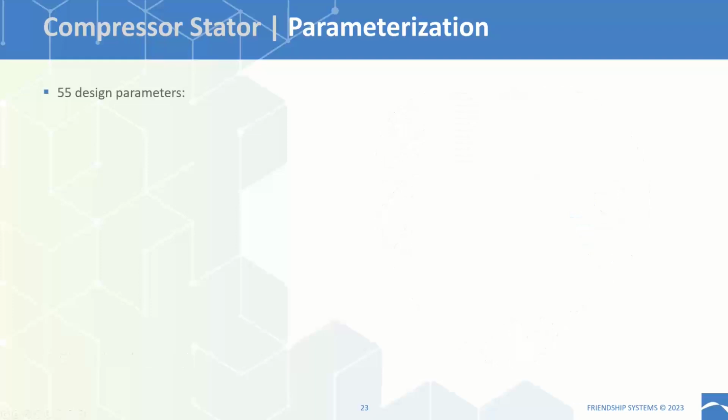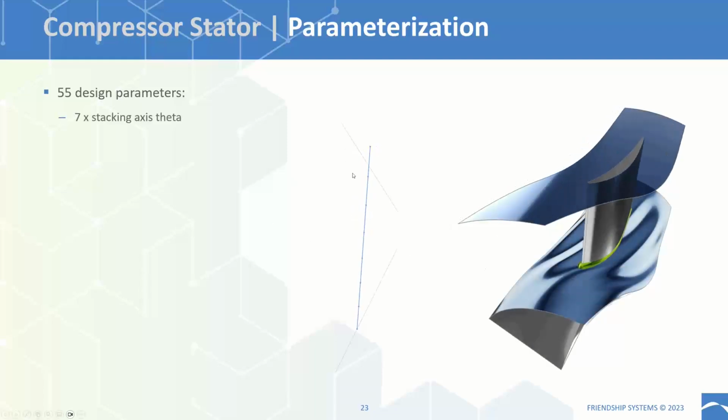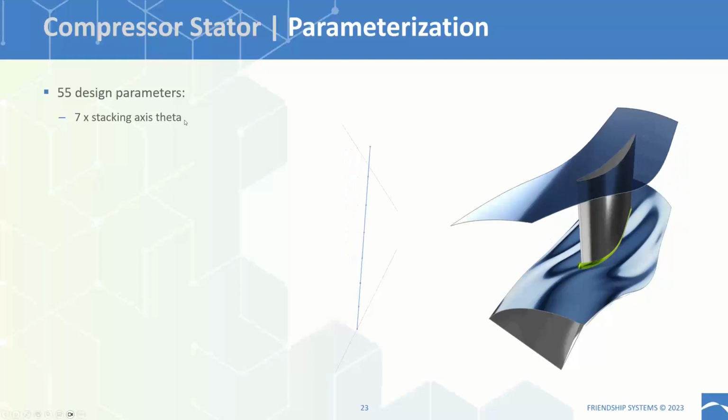So for the optimization purposes, we had defined 55 design parameters for the geometry, and I'm going to go through them, not all 55, but in groups, so you can get an idea of what kind of variation we performed on the geometry. So first of all, we have 7 parameters that control the shape of the stacking axis. So basically we can move the control points of the stacking axis in theta. This is the circumferential angle direction.